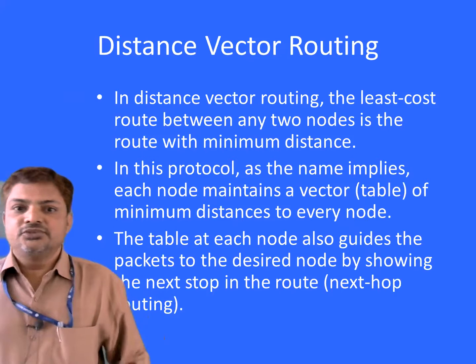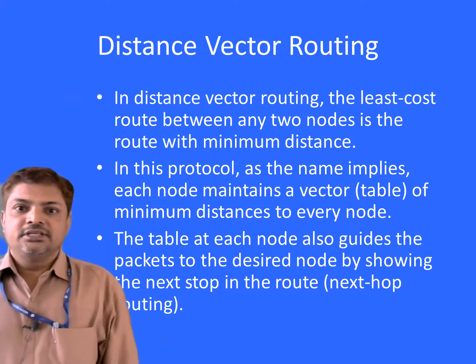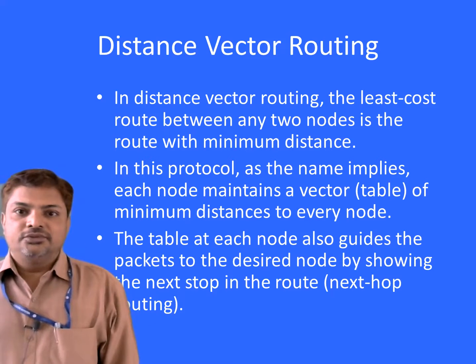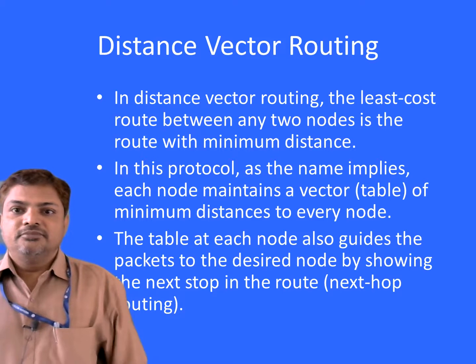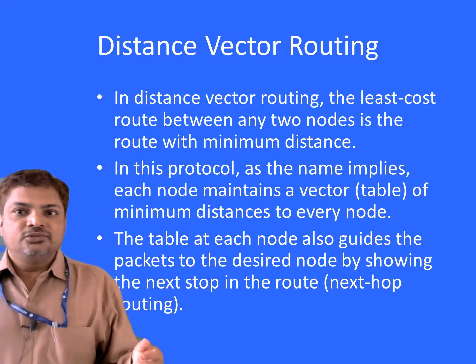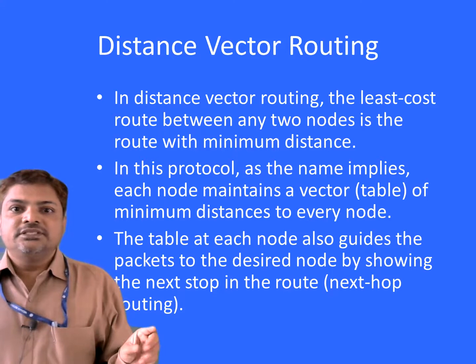This is very important. This question has been asked very frequently in the exam, so concentrate on this. In distance vector routing, the least cost route between any two nodes is the route with minimum distance. The costs are assigned to different nodes based on whether it is the shortest path, or throughput is high, or bandwidth is high. If the cost between the routes is minimum distance, then this is distance vector routing.